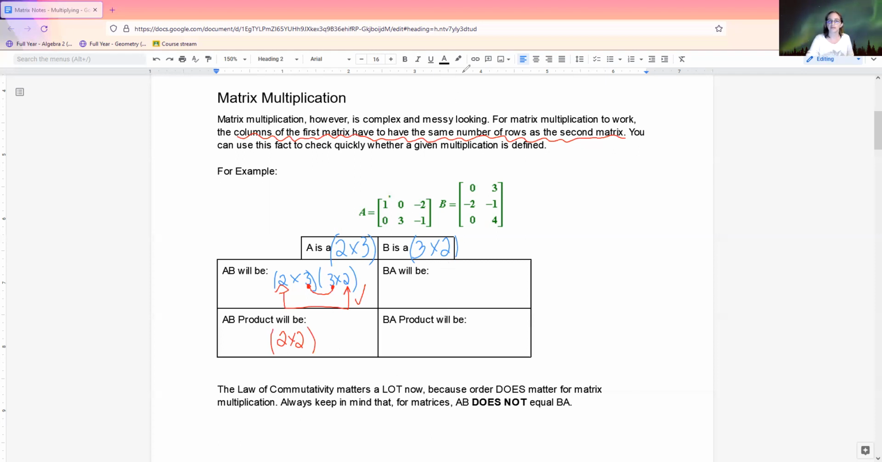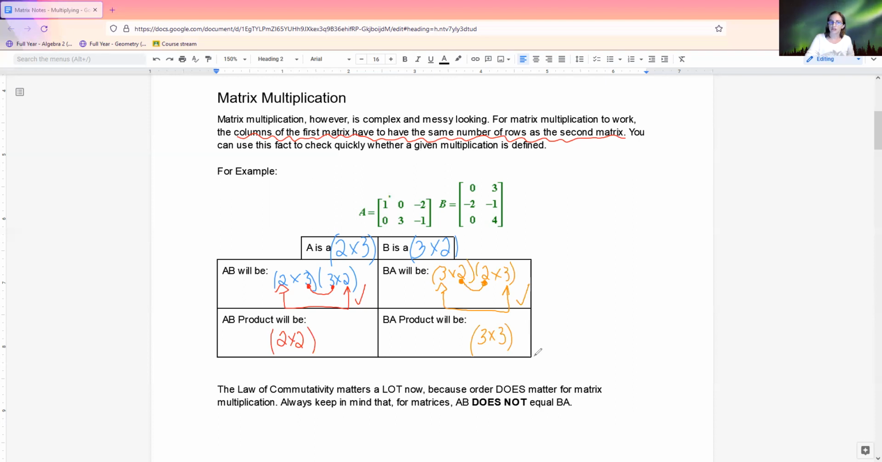We can do the same thing in the opposite order, okay? So if we did B times A, then this is a 3 by 2 multiplied by a 2 by 3. Now we can check to see if multiplication is defined. So remember the columns of the first and the rows of the second. If those match, you can do multiplication. And if those match, this is your final answer size, a 3 by 3.